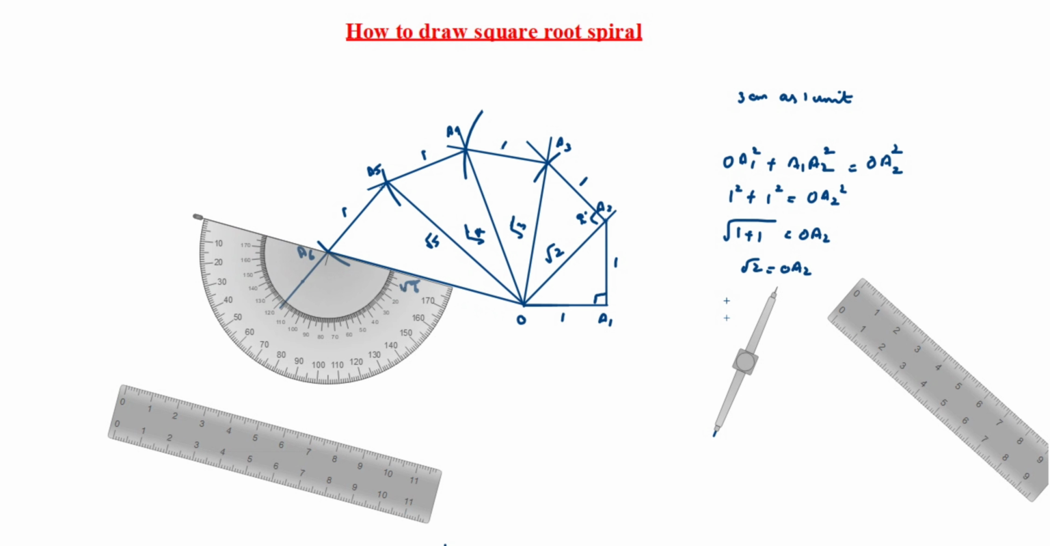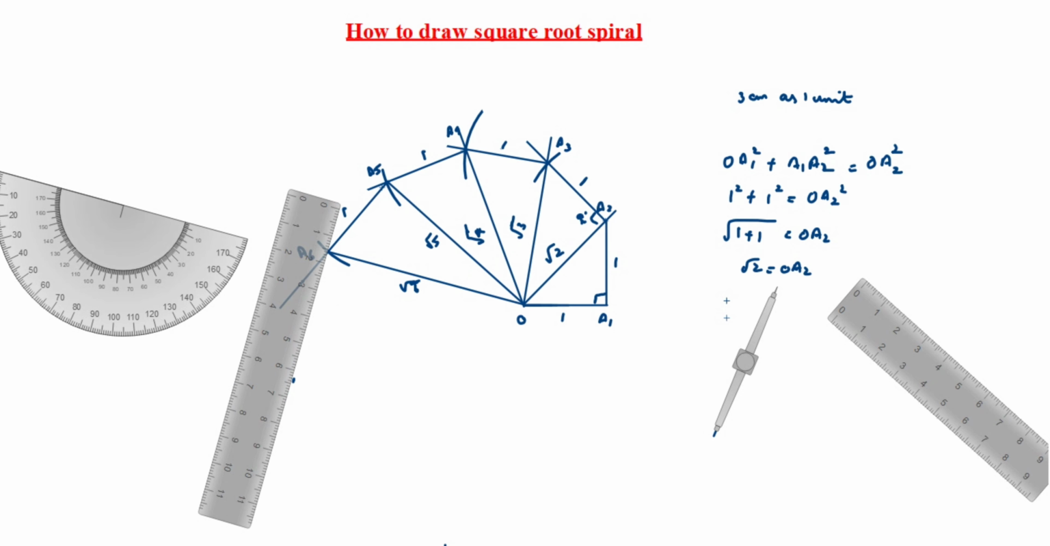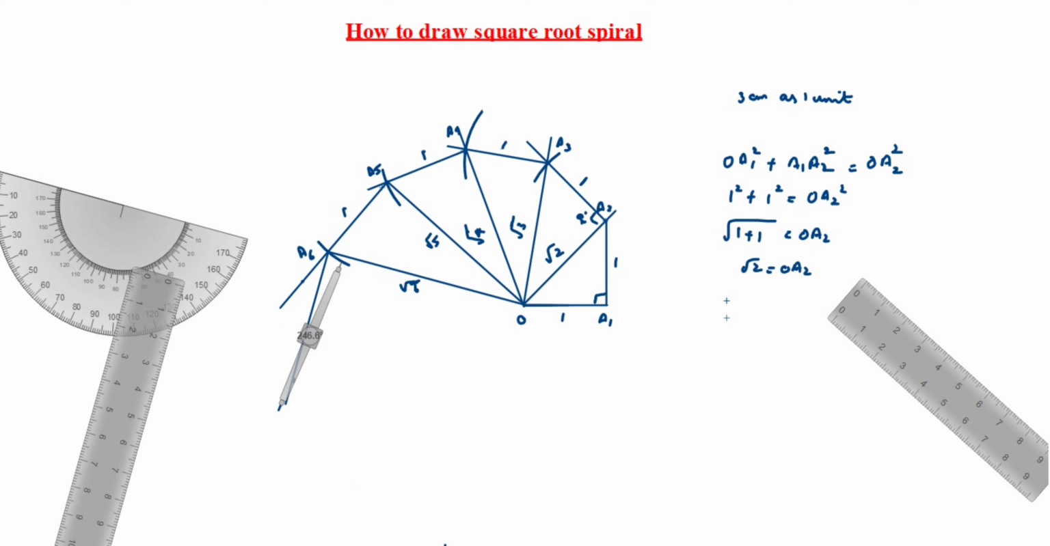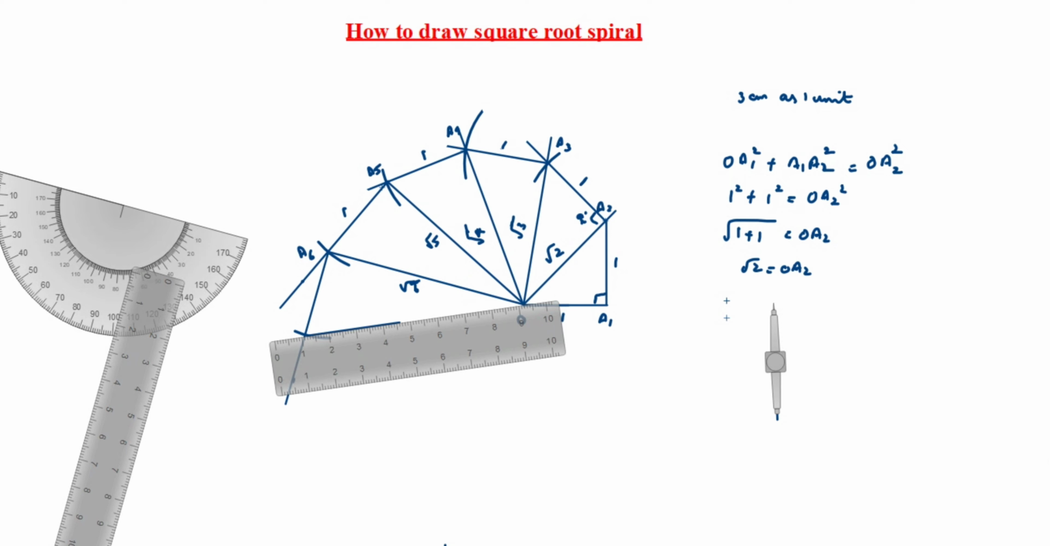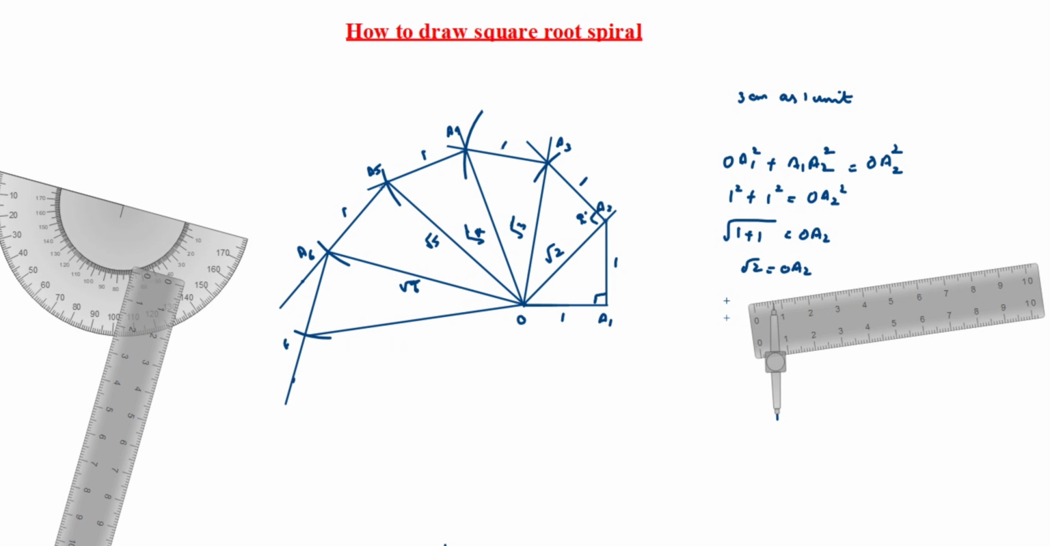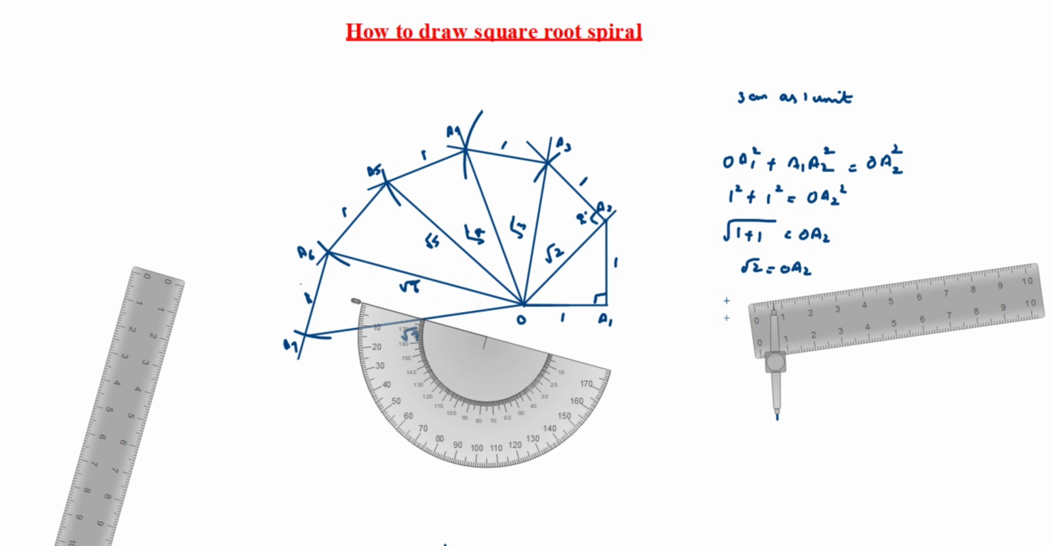Take the protector and keep the protector OA6 as a baseline and mark the point perpendicular, that is 90 degree at A6. Now take the scale to join the point. Next, take compass and keep compass in A6 and reduce to 3 centimeter and draw an arc. Now take the scale to join the points. Now write the naming A7. Here is 1. This is root 7. Next, we will draw root 8.